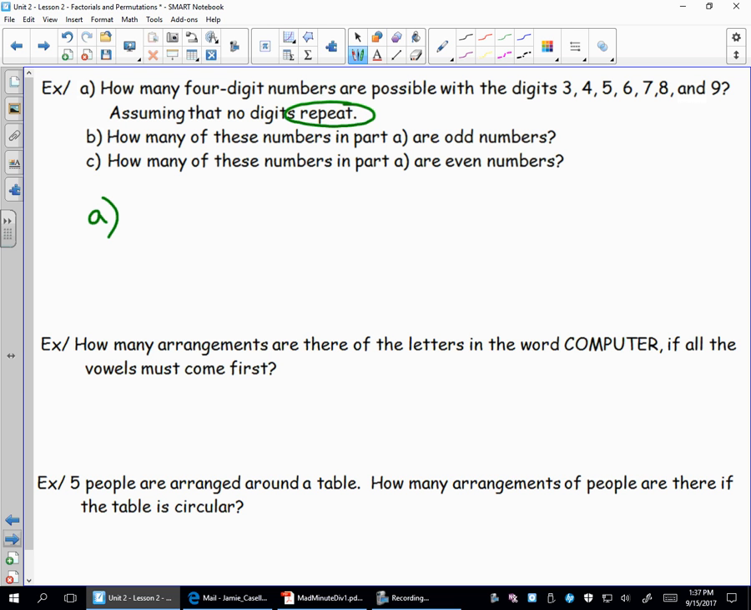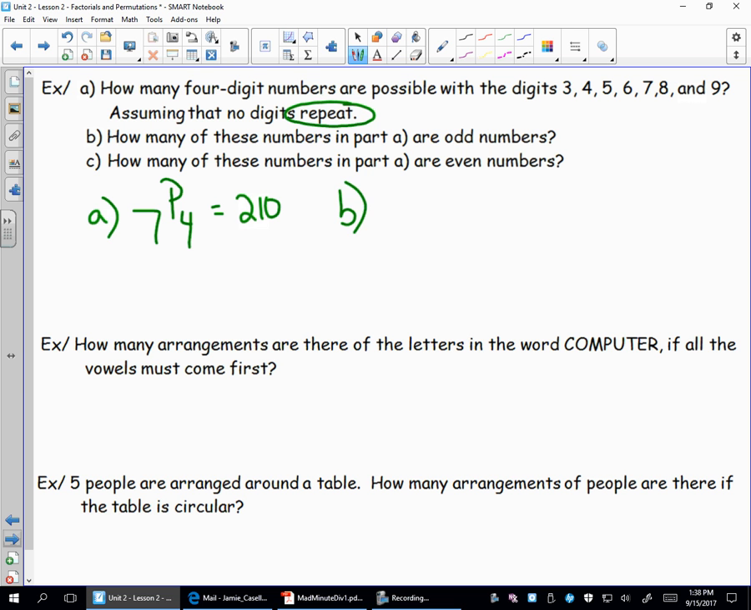This is kind of like we did yesterday, except for yesterday we went through and counted them, right? Now I'm going to use a permutation. There are 1, 2, 3, 4, 5, 6, 7 numbers, and I'm making a 4-digit number, so 7P4. Okay, 7P4 is 210. How many of these are odd numbers?